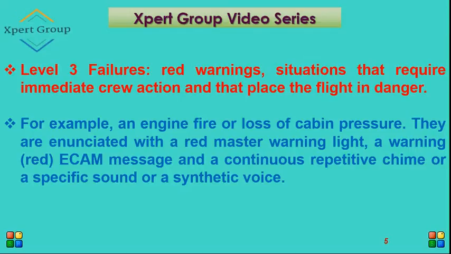What is an example of a level 3 failure? An engine fire or a loss of cabin pressure is a type of level 3 failure. They are initiated with a red master warning light. A red master warning light will be present there, and a red ECAM warning message, and a continuous repetitive chime or a specific sound or a synthetic voice will be there. A continuous beep will be there with the red master warning light, an ECAM message, and a synthetic voice when the level 3 failure comes.